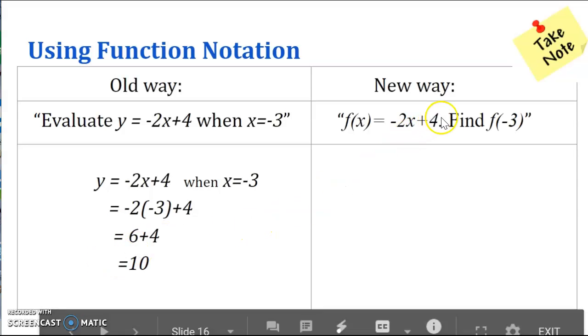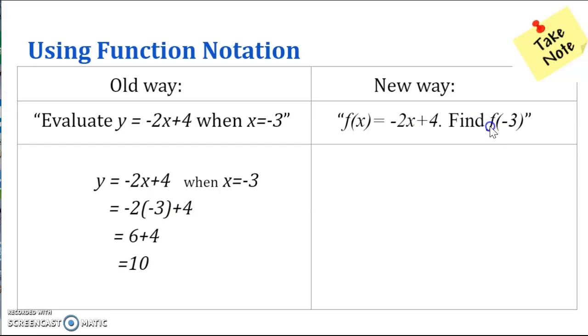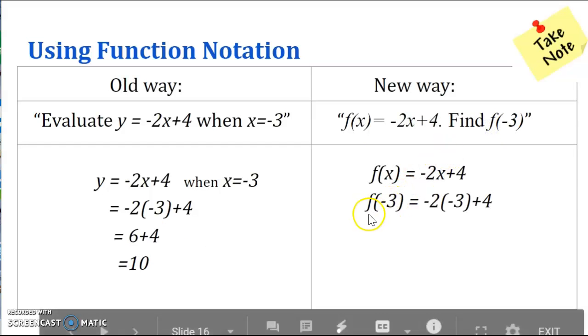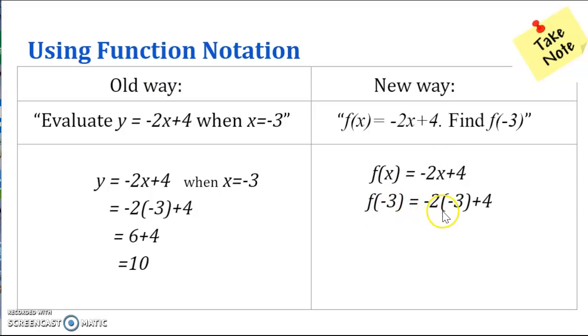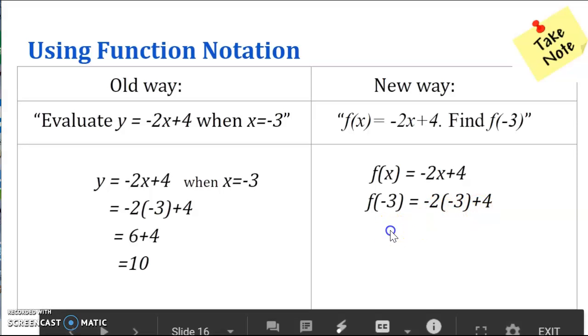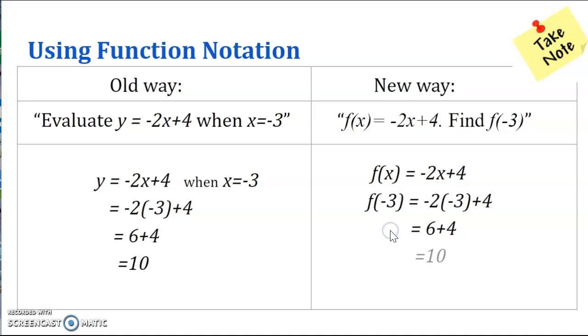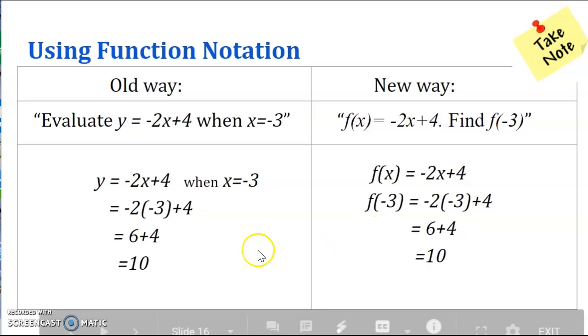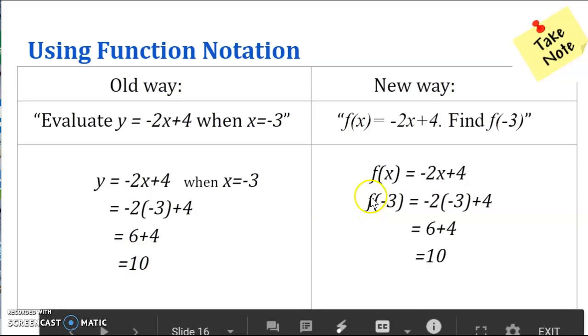What about using it the new way? Remember, f of negative 3 just means when the input is negative 3, what is the output? To do that, again, you're just substituting x to be negative 3. Wherever you saw an x in the original rule, you're replacing it with the value that you have inside the parentheses. So this becomes negative 2 times negative 3 plus 4, just like before, and 6 plus 4 is equal to 10. Again, the important thing is not whether you get the answers correct, it's that you are using the notation correctly.